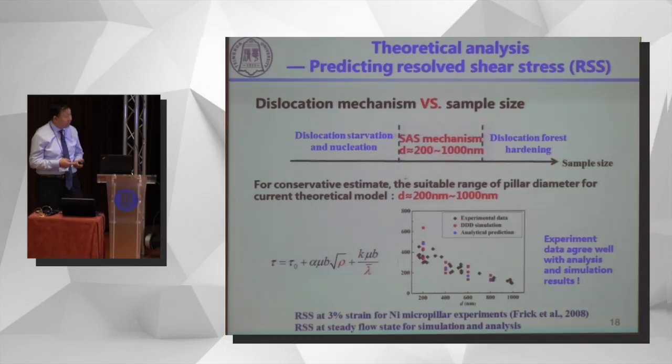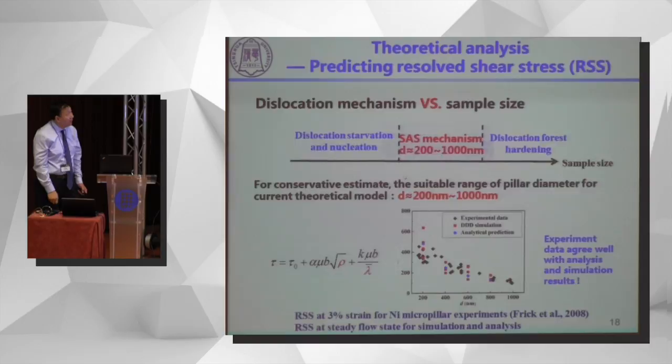From this work, we can give a short conclusion: SAS dominated behavior is usually for pillar diameters of 200 to 1000 nanometers. Below this number, at very small diameters, we call it dislocation starvation and nucleation. Beyond these numbers, dislocation forest hardening occurs. More dislocations cannot escape because the size is bigger, so we can get forest dislocations. This is a length scale for the model from different mechanisms.